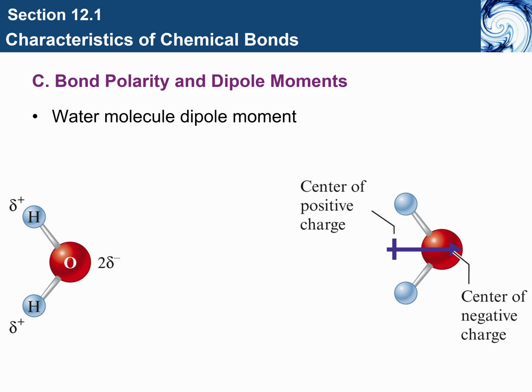Water molecule dipole moment. Water is a classic example of a polar molecule. Oxygen attracts electrons more strongly than hydrogen, so oxygen becomes partially negative and the hydrogens become partially positive. On the left, the water molecule is labeled with partial charges. On the right, the positive and negative charge centers are shown as separate locations. Because water is bent, the bond dipoles do not cancel, so the whole molecule has a dipole moment.